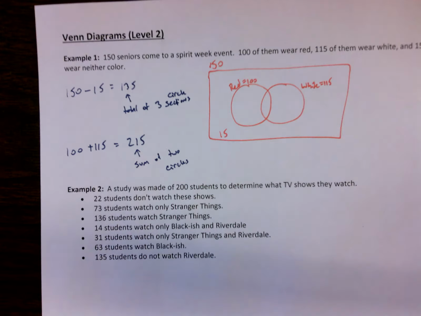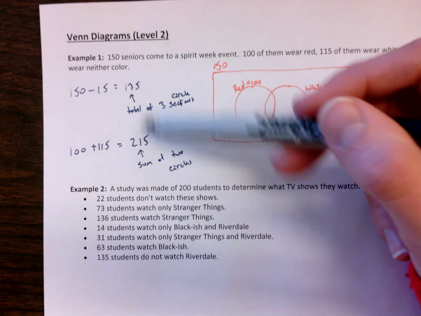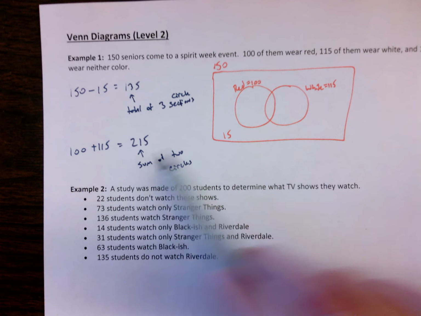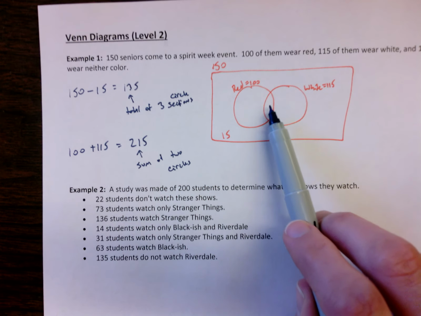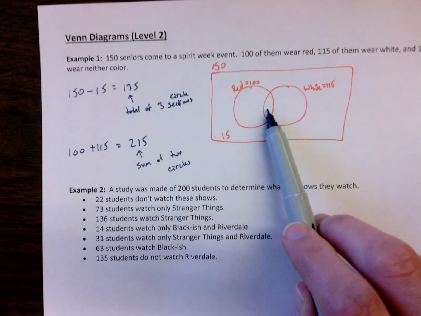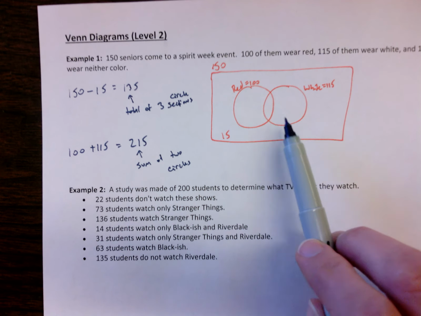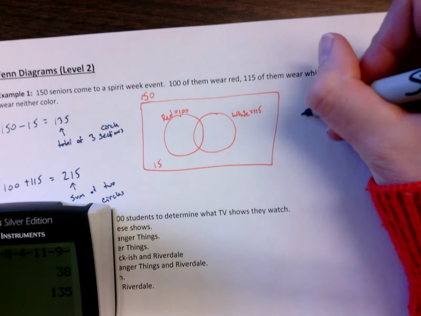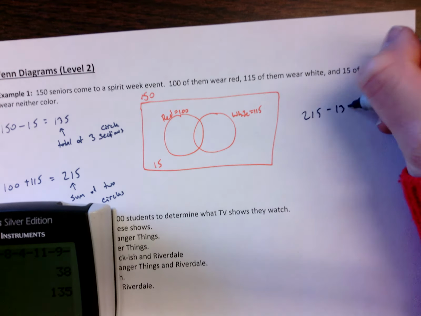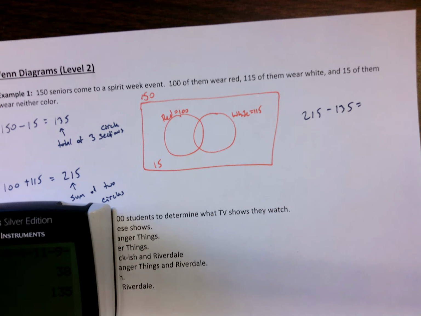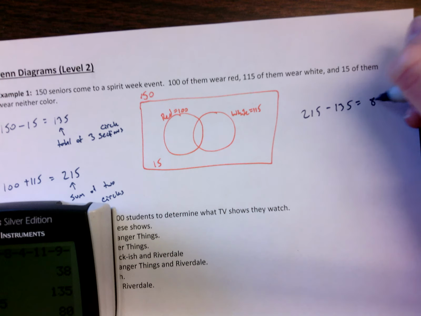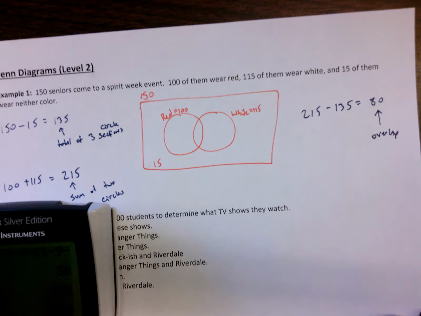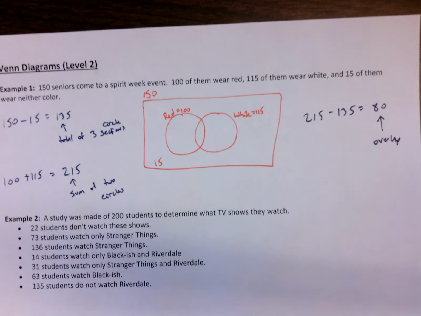So for this example, when I had the 135 versus the 215, right? 215, since that's the sum of these circles, that's what you get when you counted these people twice. You counted them as red people and again as white people. So what I need to do to figure this out is I'm going to say, okay, well, 215 minus 135, threw that in my calculator, I got 80, right? That is the overlap. Those are the 80 people who got counted twice.